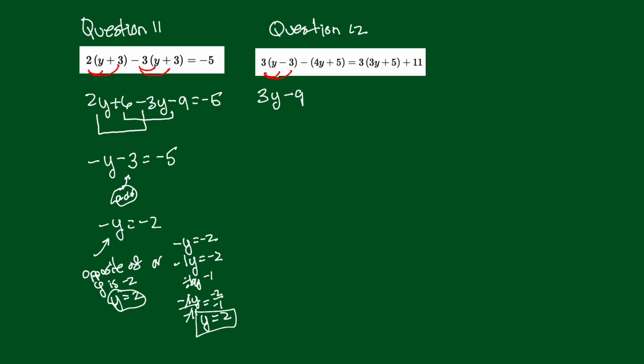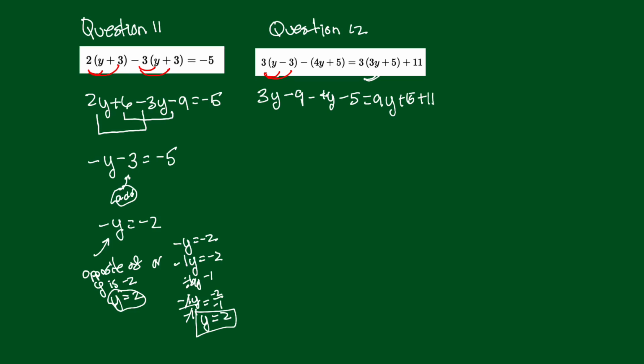Now, here is a set of parentheses preceded immediately by a minus sign. So I'm going to just drop them, but change the sign of everything inside. So the 4y will become negative 4y or minus 4y, and positive 5 will become a minus 5, a negative 5, equals, now, multiply through here. We'll get 9y plus 15, and I still have that plus 11 out there.